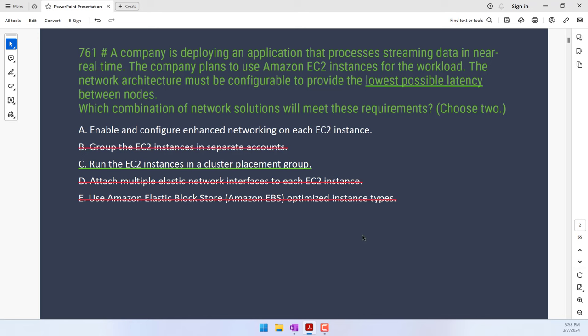An analytics company uses Amazon VPC to run its multi-tier services. The company wants to use RESTful APIs to offer a web analytics service to millions of users. Users must be verified by using an authentication service to access the APIs. Which solution will meet these requirements with most operational efficiency? Let's look at the options.